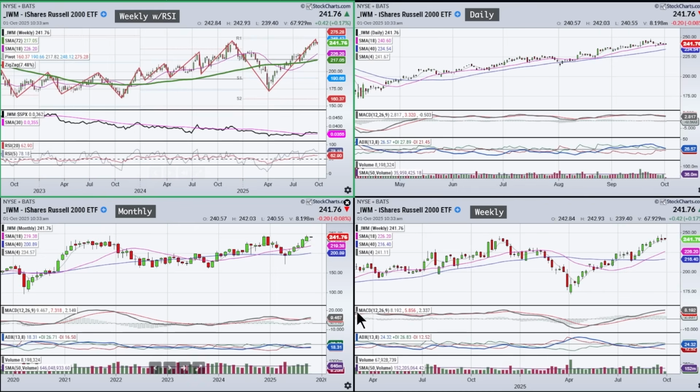Okay, let's switch over. We're going to go through some symbols now. I've got my setup with the monthly in the bottom left, weekly bottom right, daily upper right, and then another weekly with my zigzag chart that forms this price structure. I'm going to go through a few stocks like that, and then also the relative strength and the relative strength index, RSI. All right, let's look at the IWM.